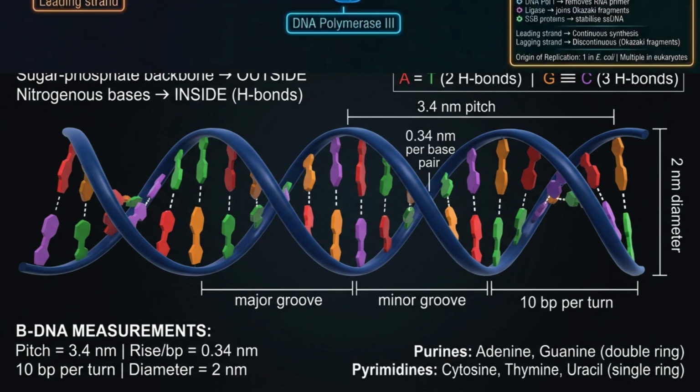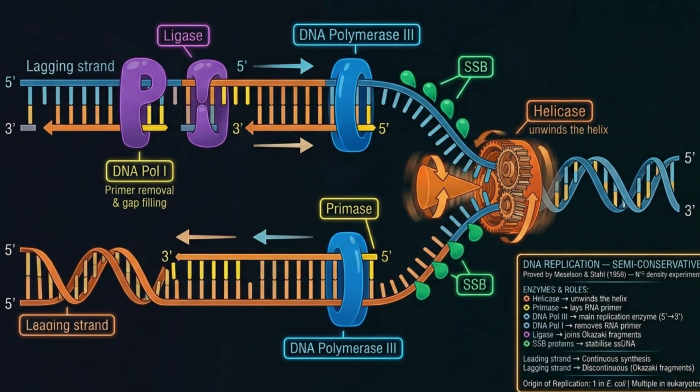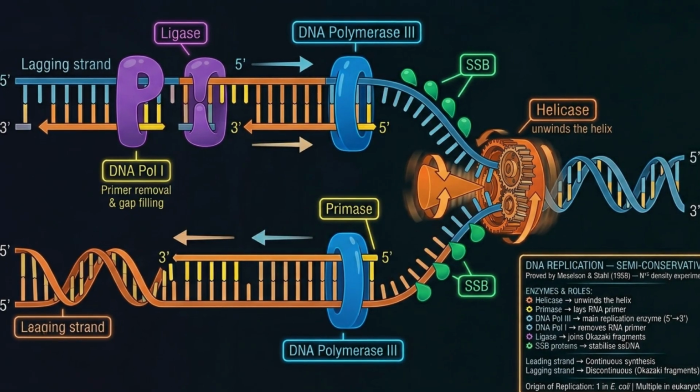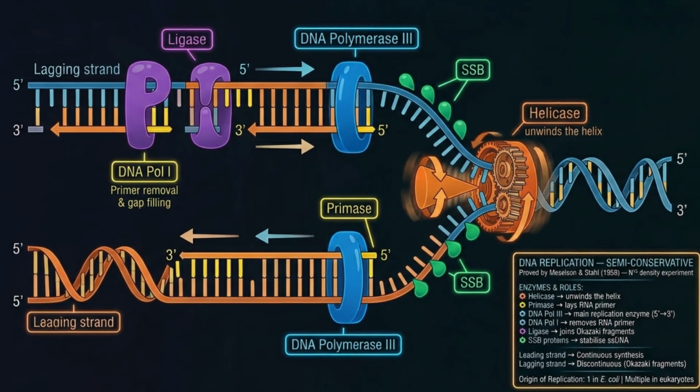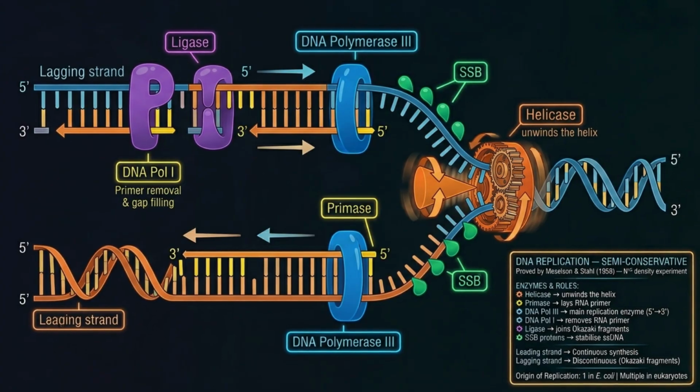Screenshot this slide. DNA replication is semi-conservative, proven by Meselson and Stahl in 1958 using heavy nitrogen N15. Each new DNA molecule contains 1 original strand and 1 newly synthesized strand. Replication begins at the origin of replication. In bacteria, like E. coli, there is only 1 origin, but eukaryotic cells have multiple origins to speed things up.